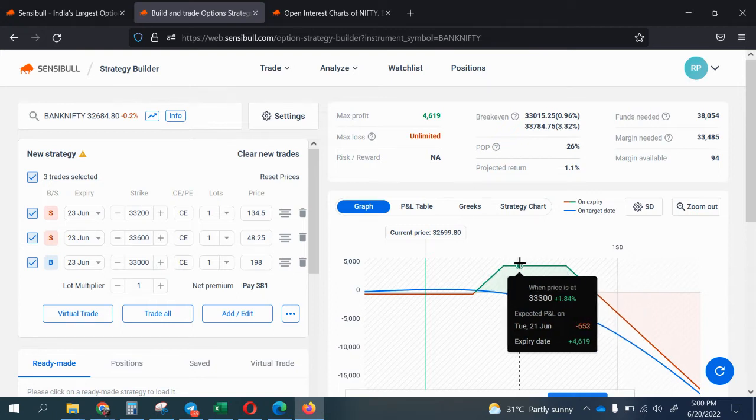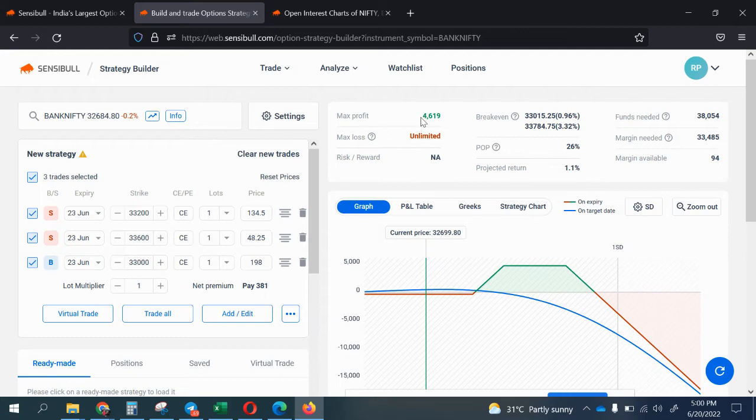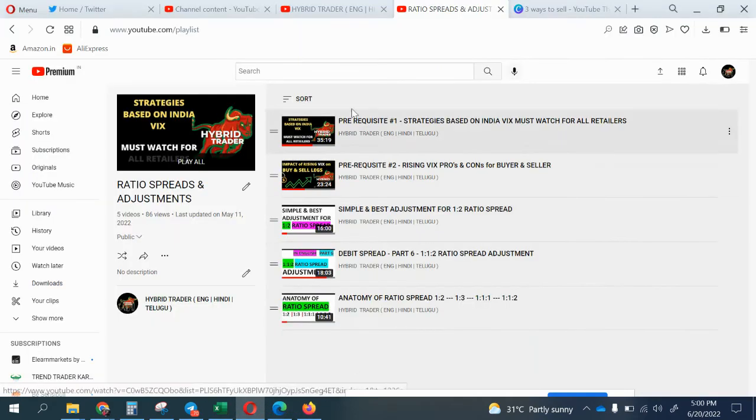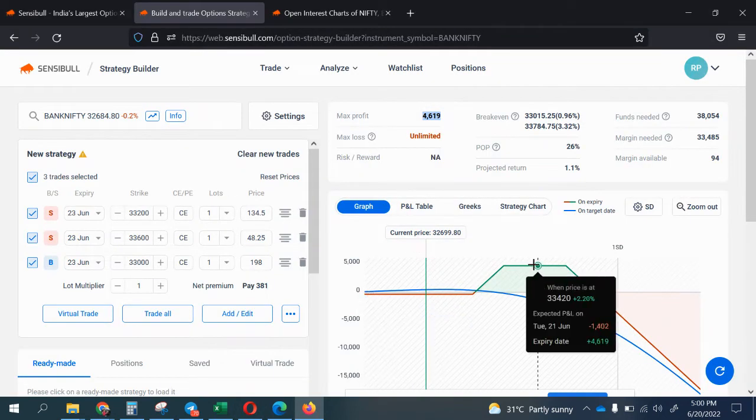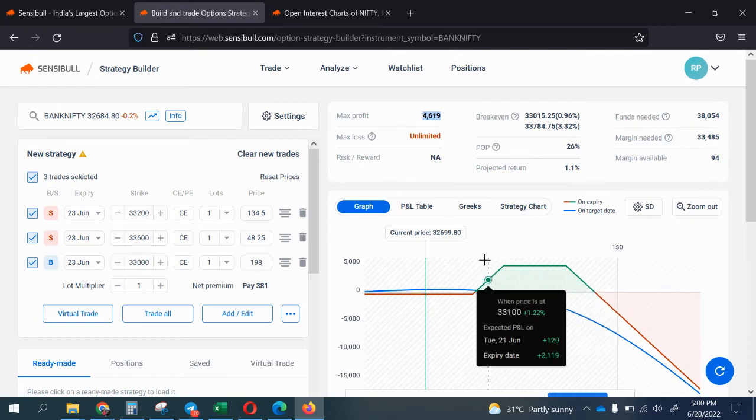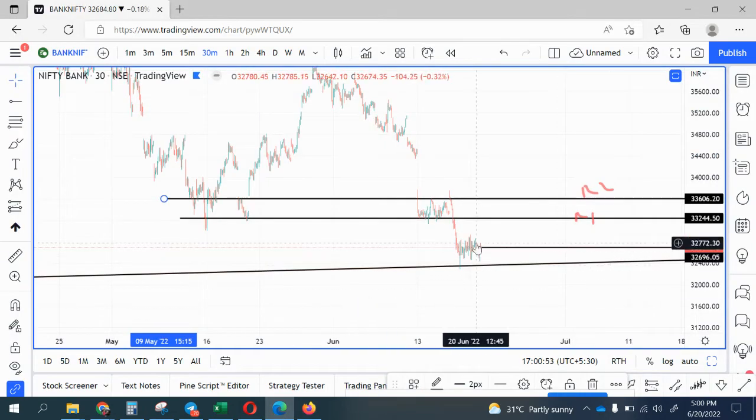If the market expires somewhere between these 400 points, you will get your maximum profit. Again, I'm not going to discuss the logic of ratio spreads. I've already explained everything in this series. You can go back to my YouTube channel and search for ratio spreads and adjustments. All right, so this is one of the ways in which you need to select the strike price.